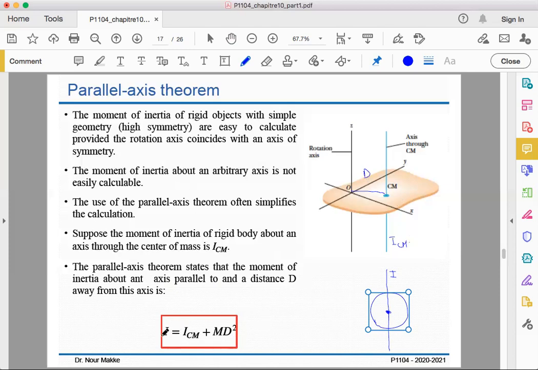So I, the moment of inertia about the rotation axis passing through O, is equal to the moment of inertia of this rigid body about the axis passing through the center of mass plus the mass of the rigid body multiplied by d squared, where d is the distance between the two axes of rotation. And this is the perpendicular distance between the two axes of rotation.